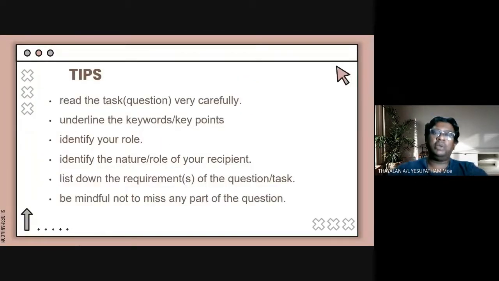Now, again, we'll go through the tips. These are the necessary steps that you need to take. Read the task or the question very carefully. Underline the keywords or the key points. Identify your role. Identify the nature or role of your recipient, as in the person who receives it. List down the requirements of the question or task, and then be mindful not to miss any part of the question. So these are the steps that we ought to do.